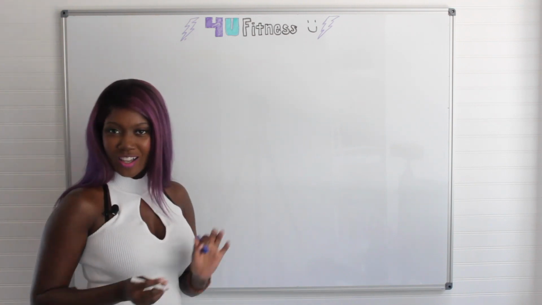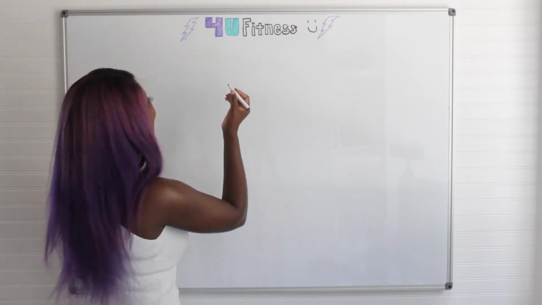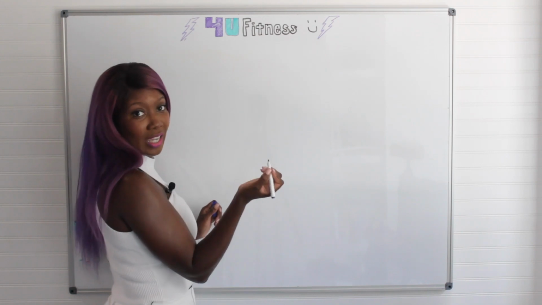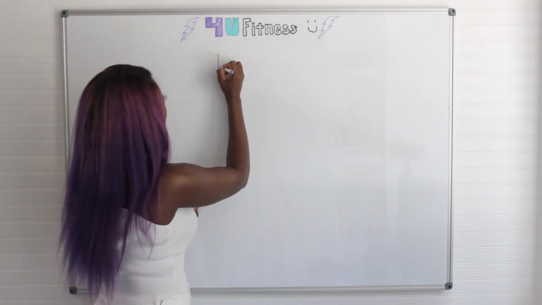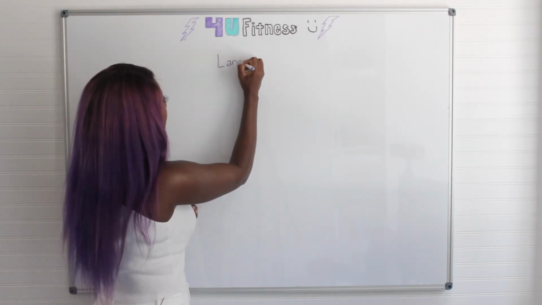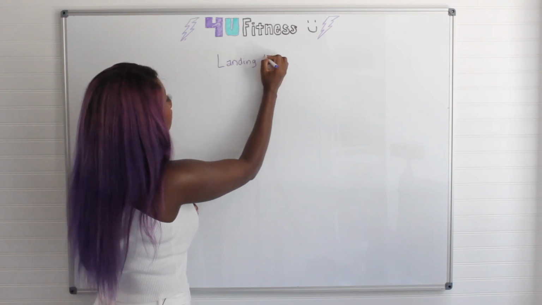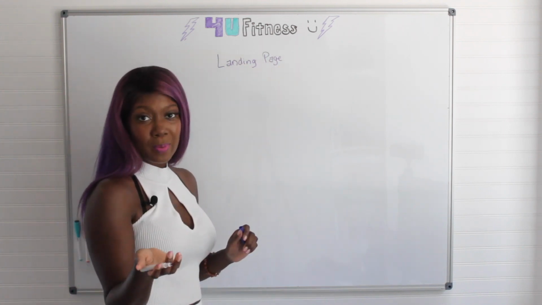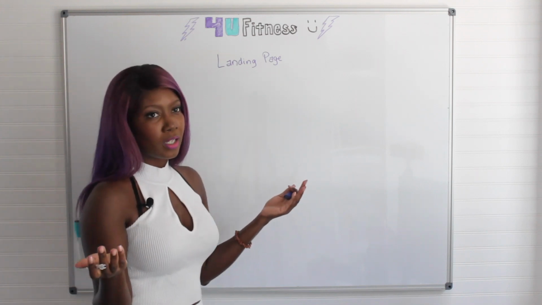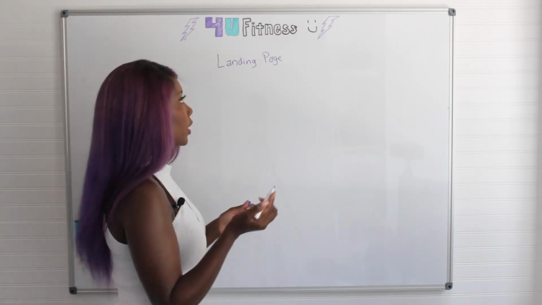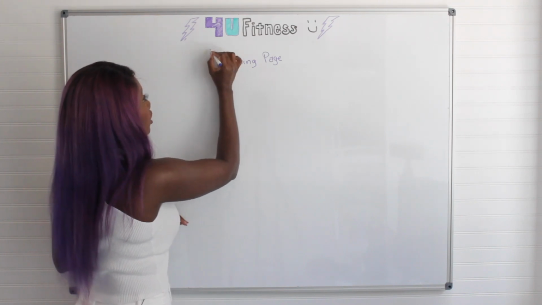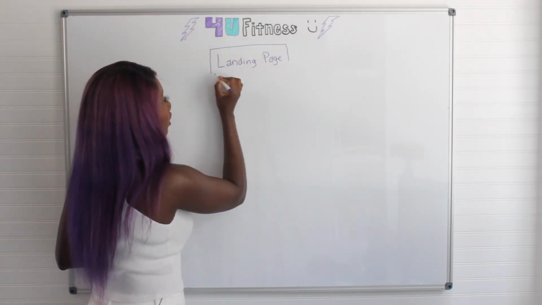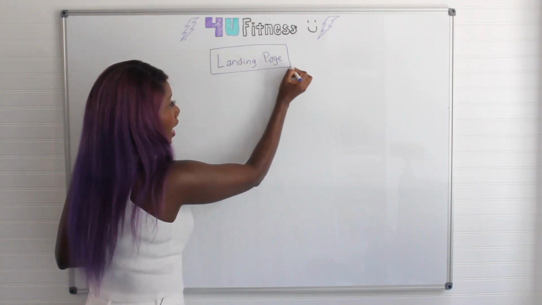So I'm gonna draw a little chart here. You want to start with your landing page or opt-in page. So I will put landing page. I'm a huge fan of mind mapping, so this is how I pretty much mind map every single funnel. So you have your landing page. This is where your freebie or opt-in will be.